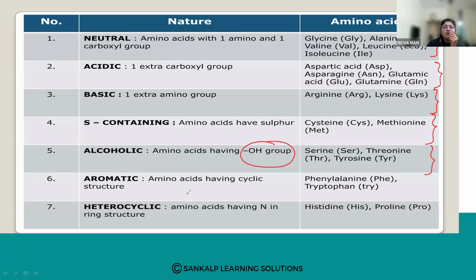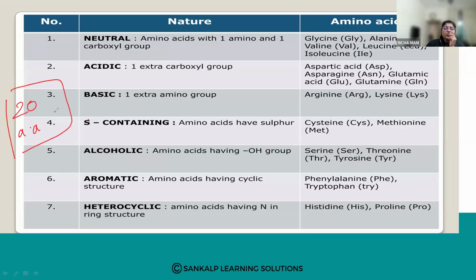Then aromatic means what? Such amino acids consist of cyclic structures. So these are the aromatic amino acids. Then you have heterocyclic. Heterocyclic means what? In such amino acids, you have a nitrogen atom present in the ring structure. So these are the amino acids which come under heterocyclic. So these are the classifications of different amino acids. Please go through all the 20 amino acids and study the structures.